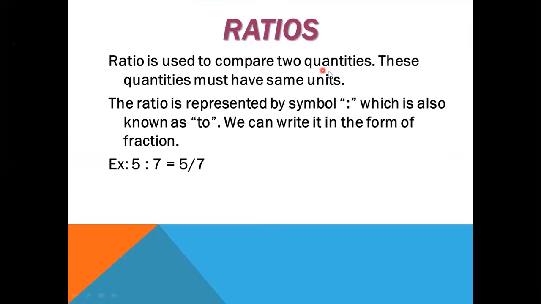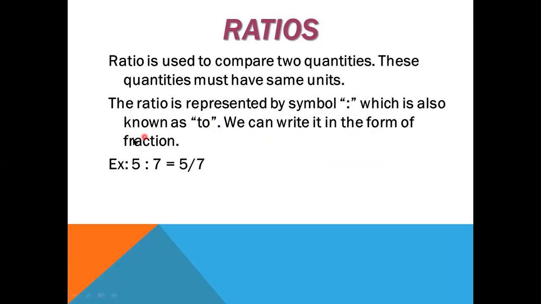Ratio is used to compare two quantities. These quantities must have the same units. So ratio means when you have two quantities, to compare them we use ratios, but the units must be the same. Centimeter means centimeter only, kgs means kgs only, grams means grams, like that it should have the same units. The ratio is represented by the symbol colon.